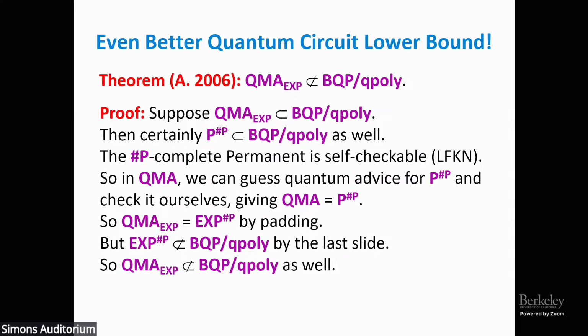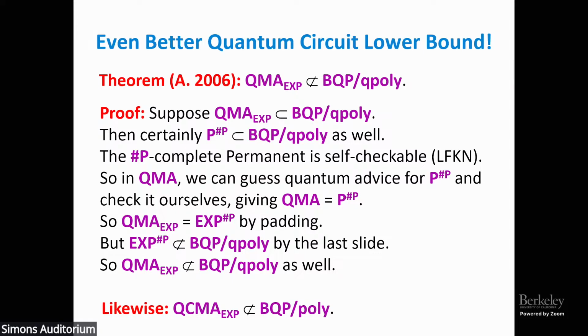But we already know that x to the sharp P does not have poly-sized quantum circuits, is not in BQP/qpoly. We proved that in the last slide. So therefore, QMA exp doesn't either. And similarly, you can also get that QCMA exp is not even in BQP/poly. This class and this class have to match up in the sense that this class has to be able to guess this circuit. But we also get that result.